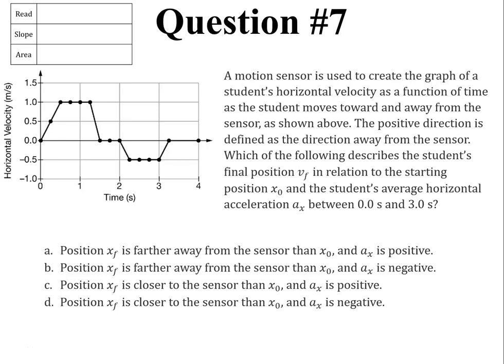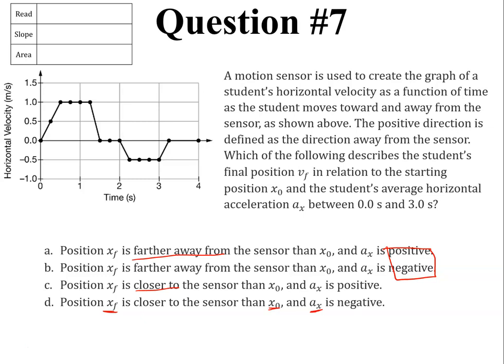All right, in this question, you should be able to see that there is a definite symmetry to the answer choices. The position xf is either farther away from or closer to the sensor than the initial position, and the acceleration is either positive or negative. So in this question, we just have to make two choices.